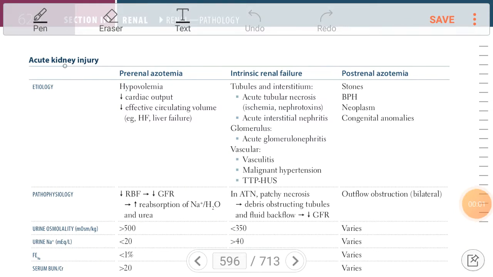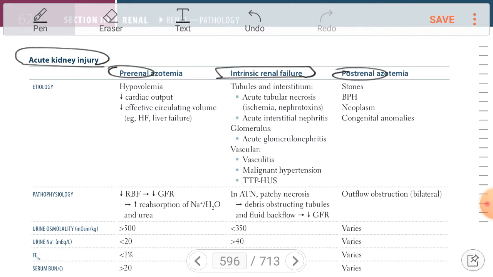We'll speak about acute kidney injury. We have pre-renal, post-renal, and intrinsic renal failure.